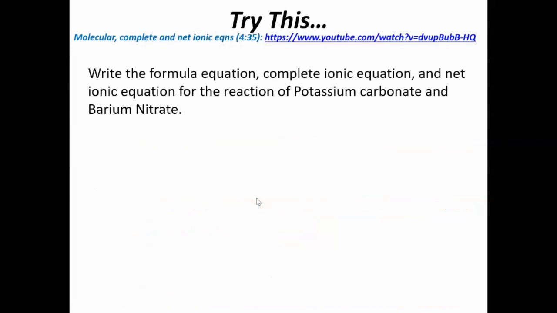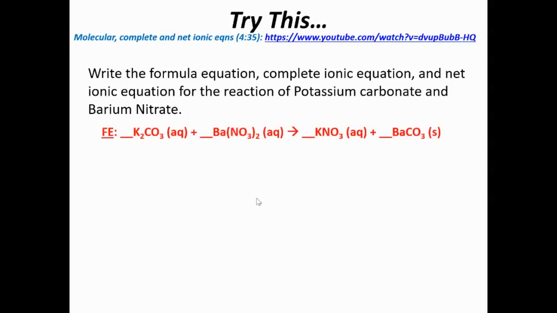So let's look at an example. We need the complete ionic and the net ionic reactions for potassium carbonate with barium nitrate. So formula writing is critical. You have to be able to apply charges to figure out subscripts and write accurate formulas. As you can see, they're not all 1-to-1. We have K2CO3, we have Ba(NO3)2 and then we're forming KNO3 and BaCO3. We need to be able to balance that equation. In order to do so, we're going to have a 2 in front of the KNO3 and a 1 in front of everything else. Once we've done that, we have the formula equation.